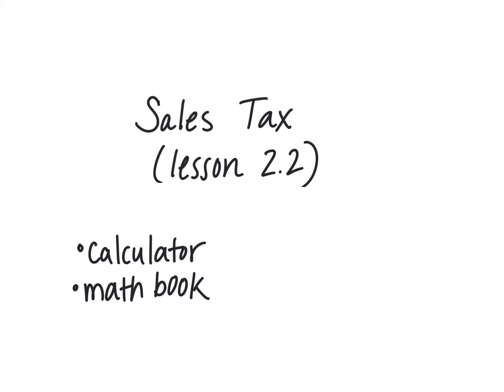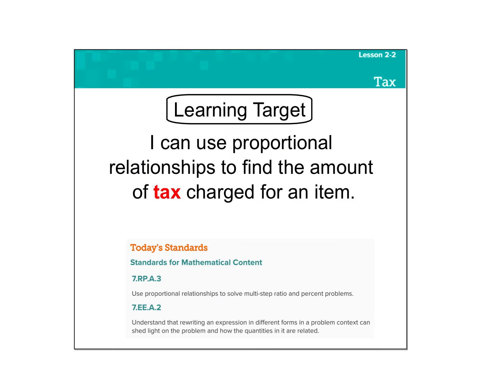All right, hey guys, this lesson is going to go over sales tax. It's lesson 2.2 from our math book. So you should have your math book out and ready to go, and you need a calculator as we watch this. So here is our learning intention for today. It says I can use proportional relationships to find the amount of tax charged for an item. So today we are going to learn how to find tax when you buy something at a store.